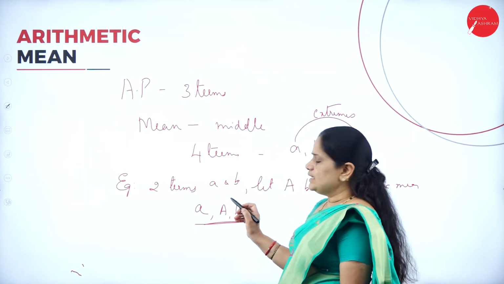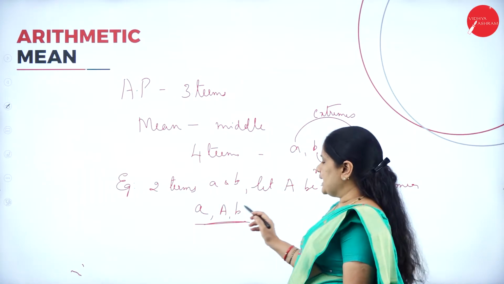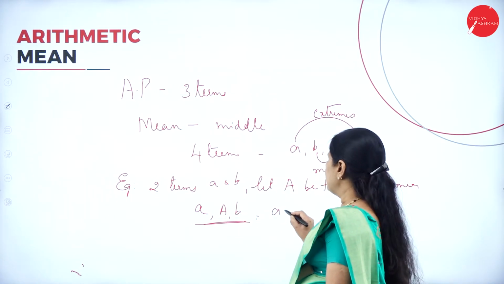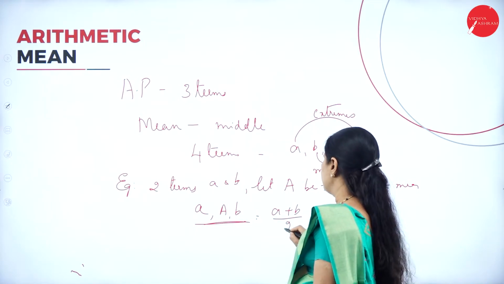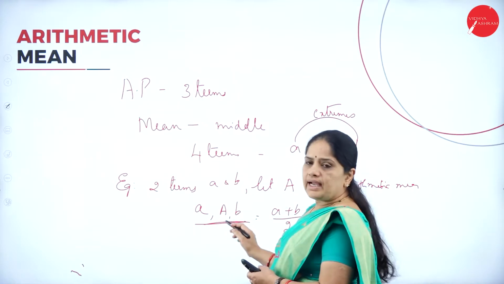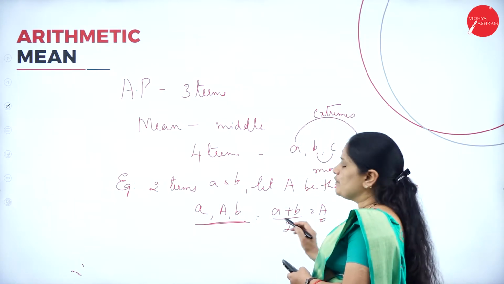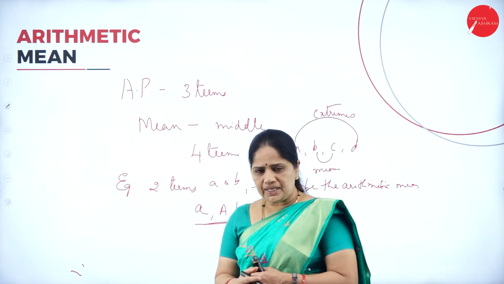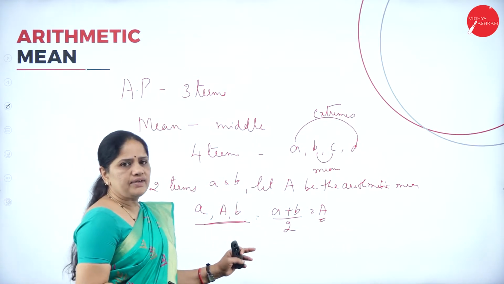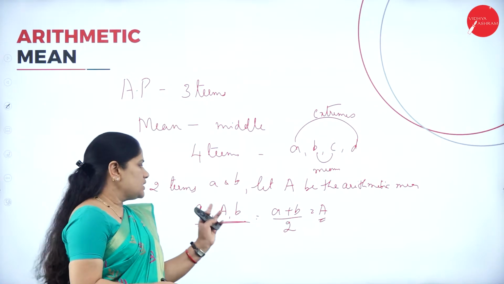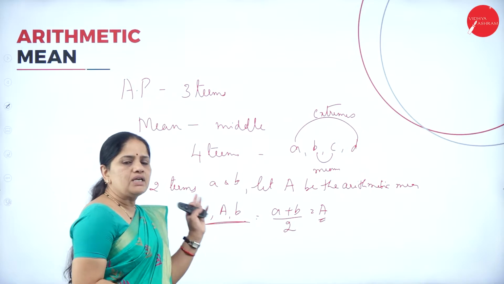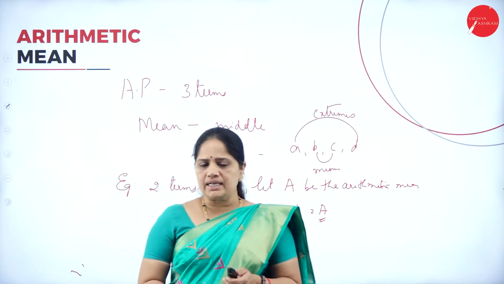Now we have the arithmetic mean in between A and B, and as such we can say that (A plus B) by 2 equals A. So we add both these A and B and divide by 2, we get the arithmetic mean. So it is a very simple concept. Whenever 2 terms are given, if we have to find the mean, just add the terms and divide by the number of terms, we get the mean. So that is called the arithmetic mean.